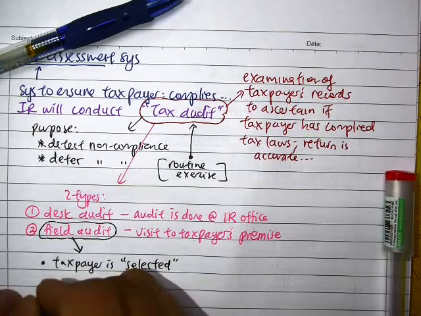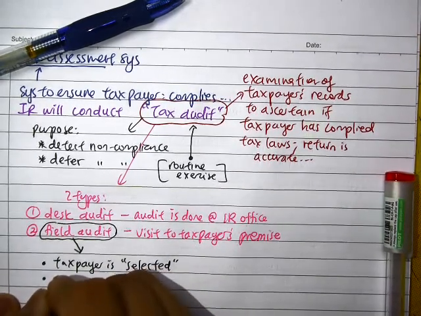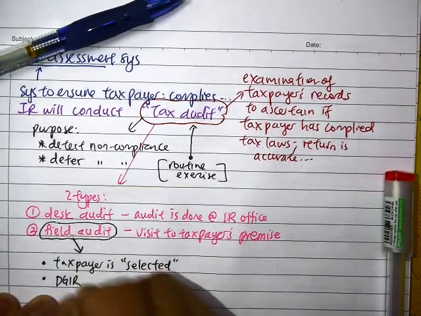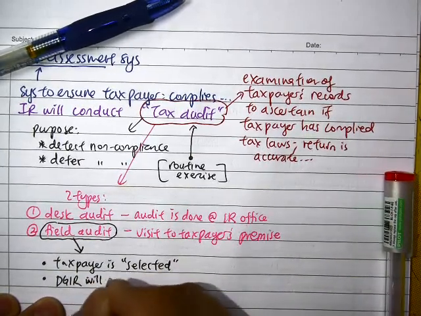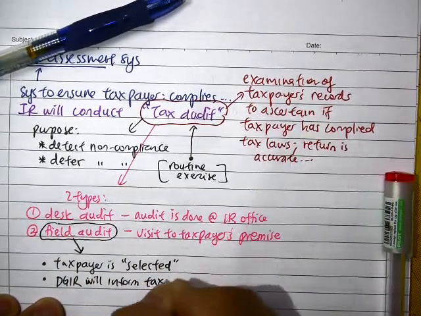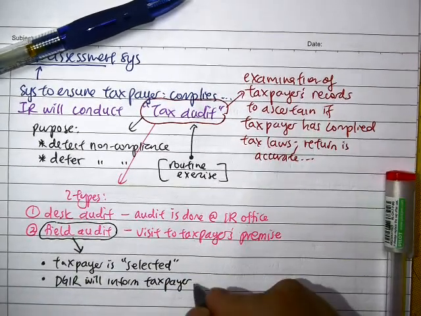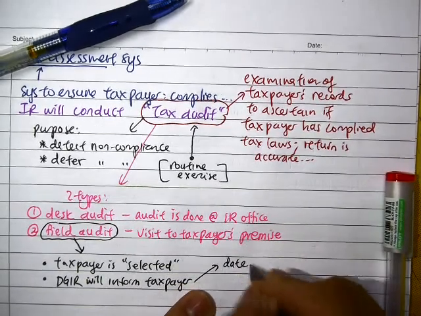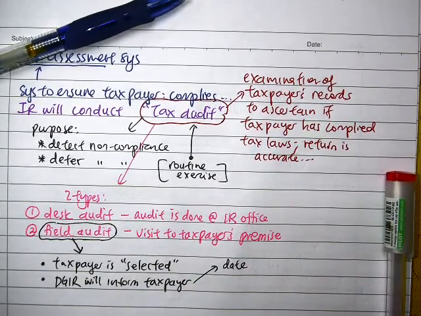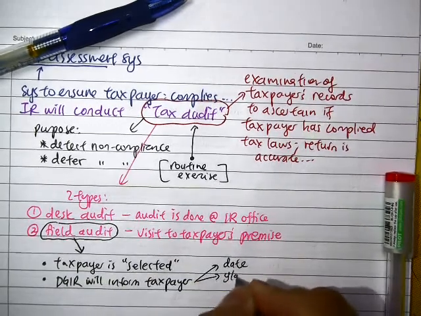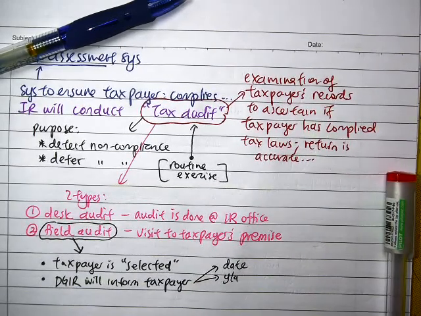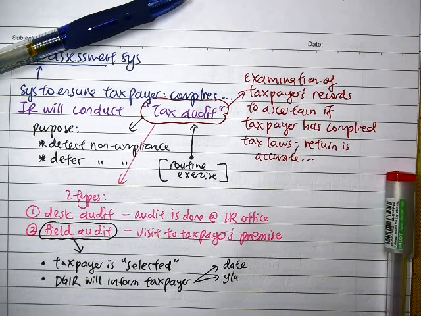Once you've been selected, the Inland Revenue will inform the taxpayer that you've been selected for audit. They will tell you the date that they will come to visit you. They will tell you which year of assessment they audit. They can't audit anything that is already time-barred, so they can only audit things still within the time period. The new law is 5 years. Now it's still 6 years.